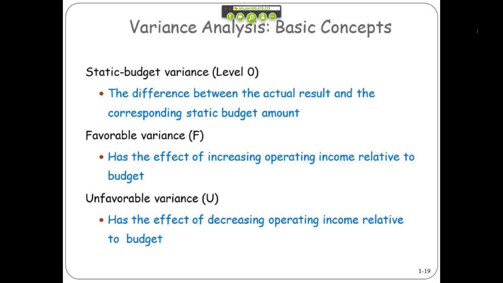So a variance analysis is kind of like peeling an onion. You've heard that term, right? Peeling an onion, you just keep getting deeper and deeper into it. You start off with the static budget variance. Then you go down further and further. So the static budget variance is what we saw there. You look for favorable variances and unfavorable variances.